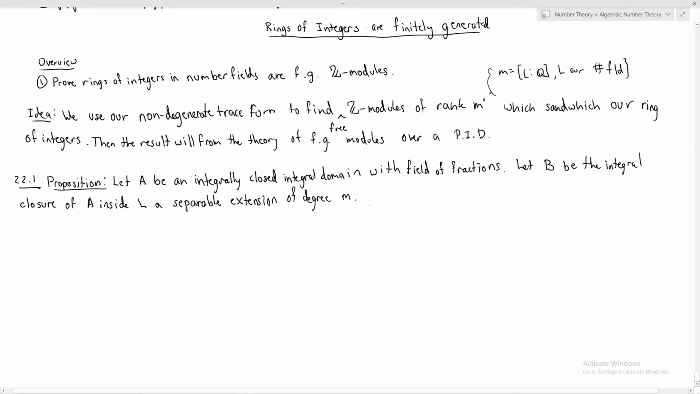Okay. And then the result is that there exist submodules, let's say M and M prime contained in L, each free of rank m, such that they sandwich B: M is contained in B is contained in M prime.